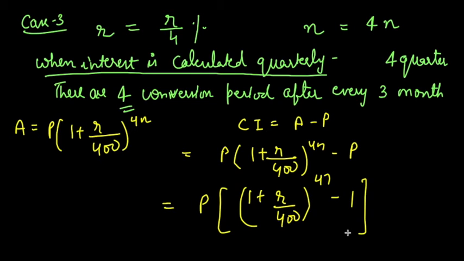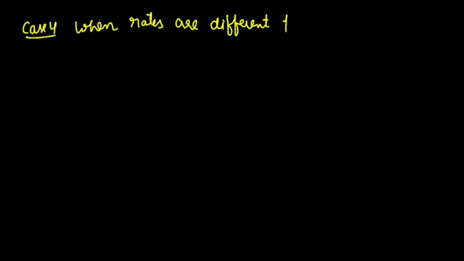So these all formulas remain same. There is hardly any difference. The only important thing is that whenever it is half yearly or quarterly, you have to change the rate and time period. That is very important. Now there is a last case which I am going to explain to you. Case 4. Case 4 is a little different, when rates are different for different years. So till now what we have done is 10% for 3 years, 10% for 5 years, but I am saying for 3 years, but every year the rate is different.